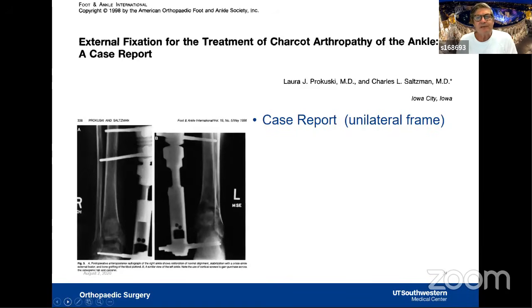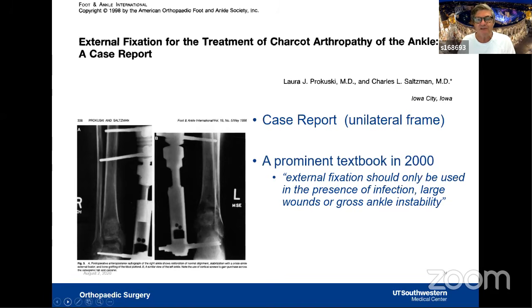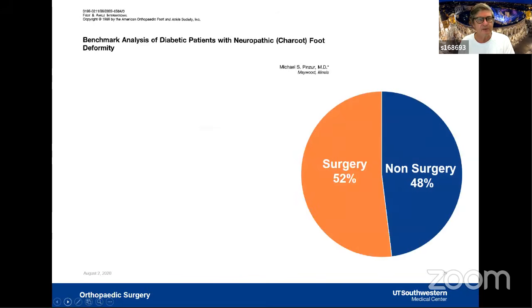What about some treatment? It's only 22 years ago that we really started to see surgical treatment. And here's a case report using external fixation for the treatment of Charcot. It was a case report out of Iowa, and they used a unilateral frame for this. And a prominent textbook in 2000, only 20 years ago, said that external fixation should only be used in the presence of infection, large wounds, or gross instability.